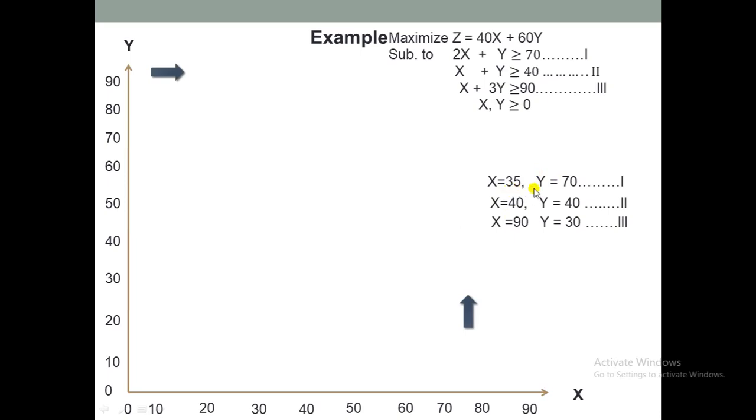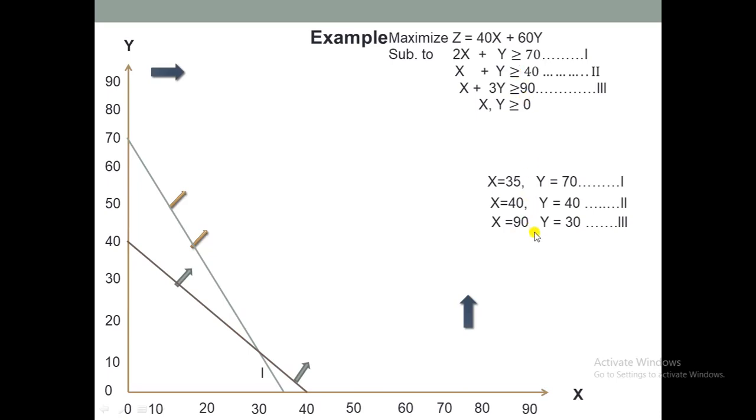First coordinate is 35 comma 70, x is 35, y is 70. Let's connect the two points for the first equation. The constraint says it must be greater than or equal to 70. Greater than symbol means above the line. So these arrows show the region is considered above the line. Second constraint is x 40 and y 40. This is the second constraint, and it is also greater than, so above the line.